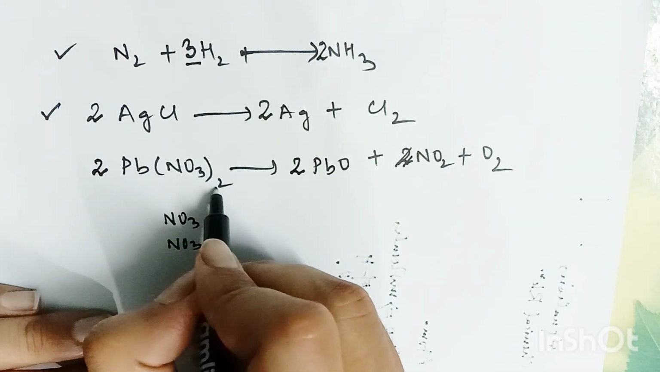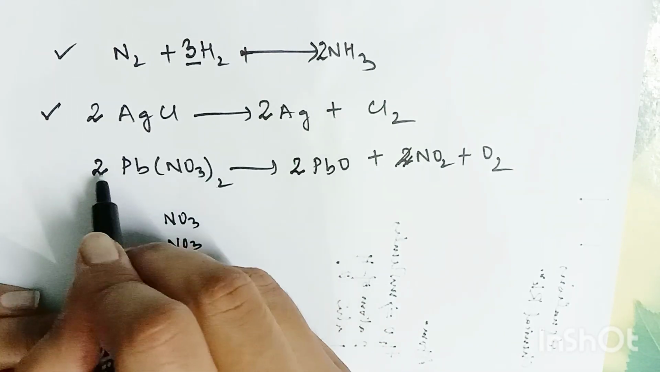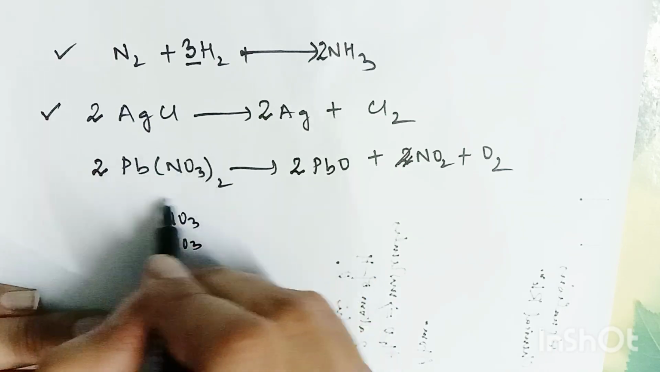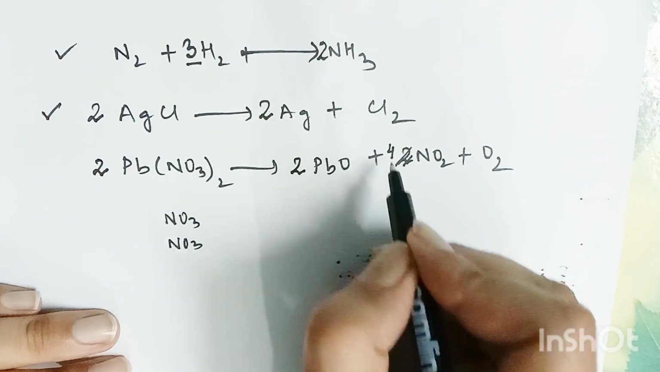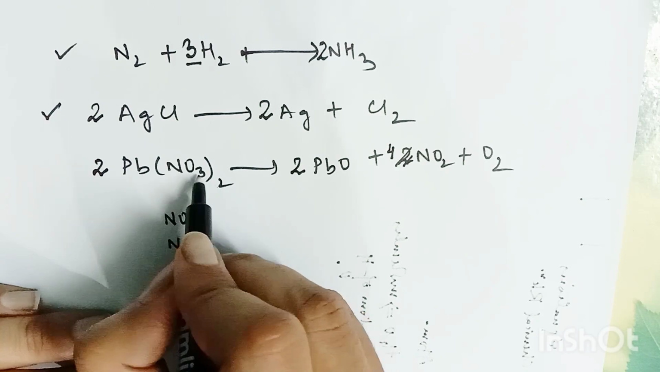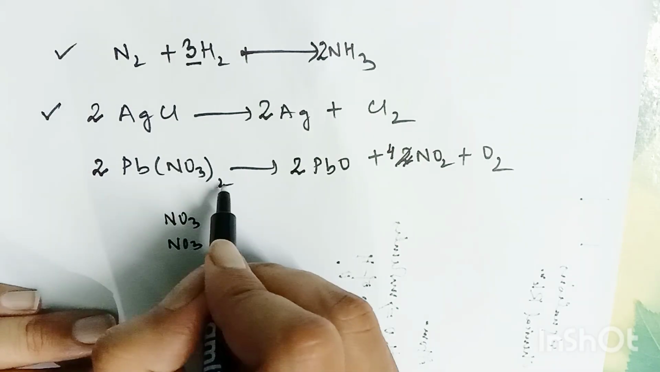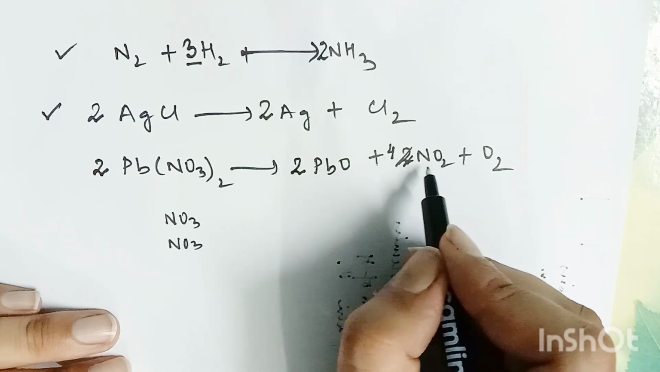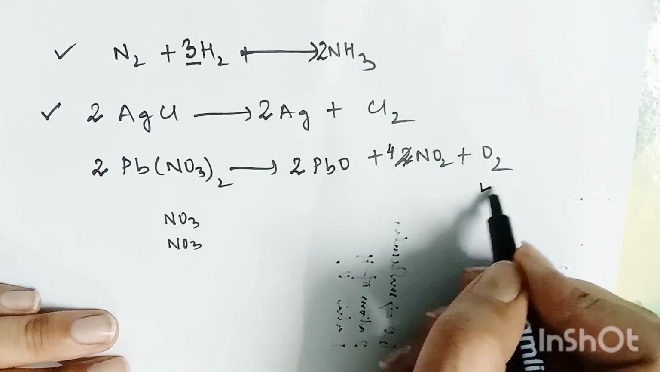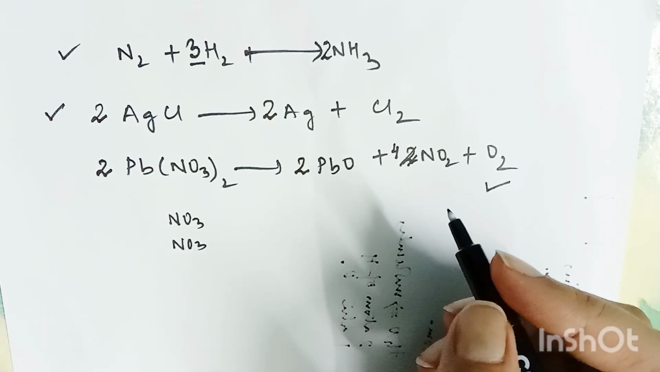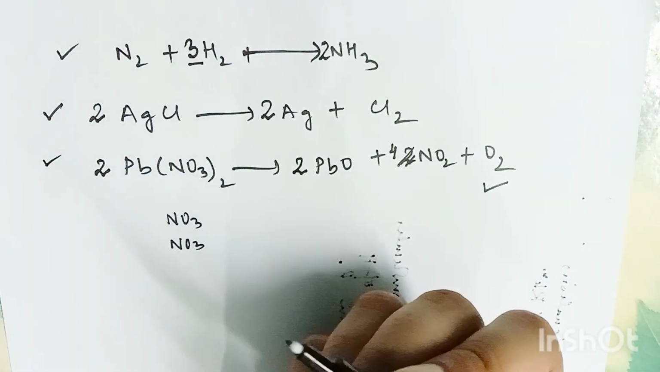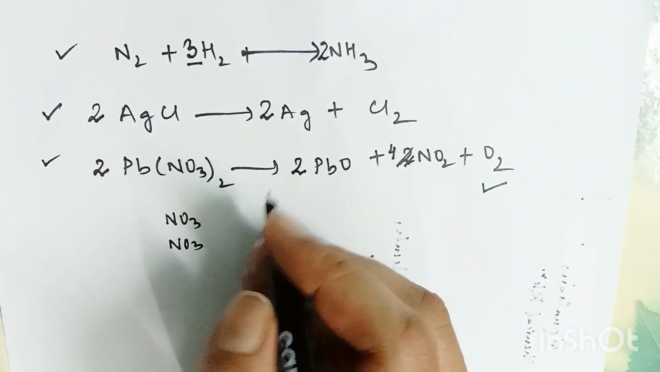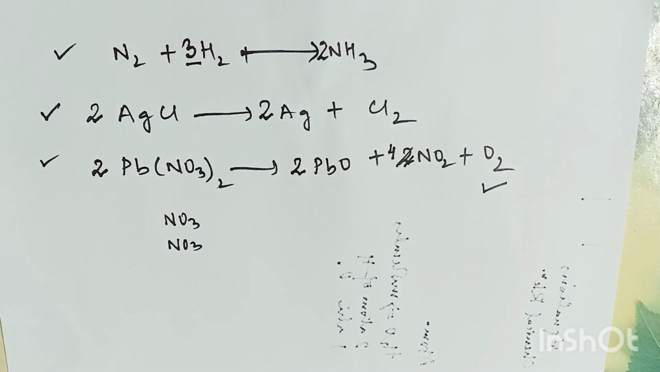Now nitrogen is 2 and this whole molecule is 2 times, so there are 4 nitrogens, so here we put 4. Oxygen: 3 into 6 is 12 oxygens here, and here 2 plus 8, 10, plus 2, 12. Now it is balanced. It will take a few seconds. With practice you can do it within seconds.